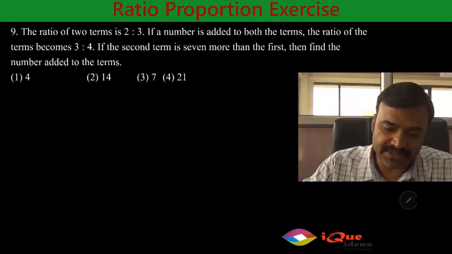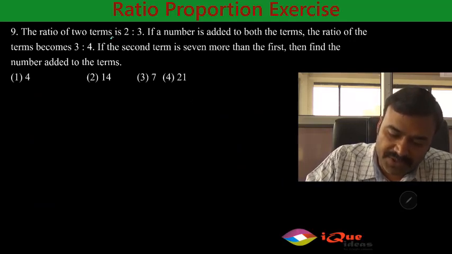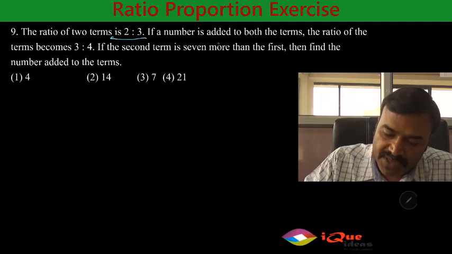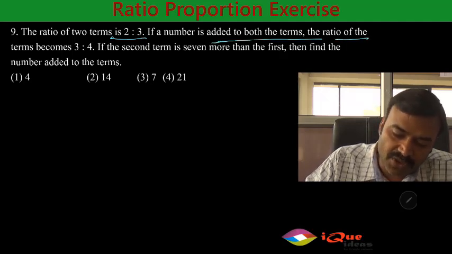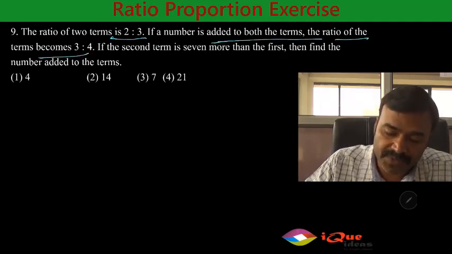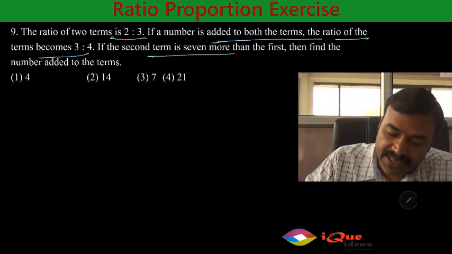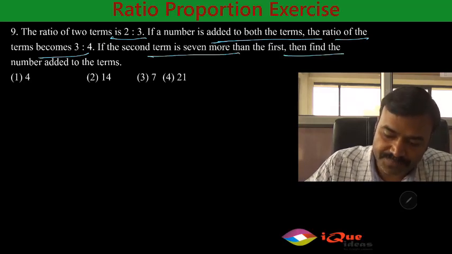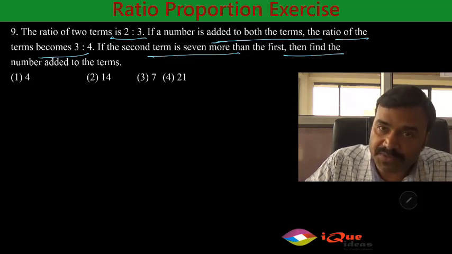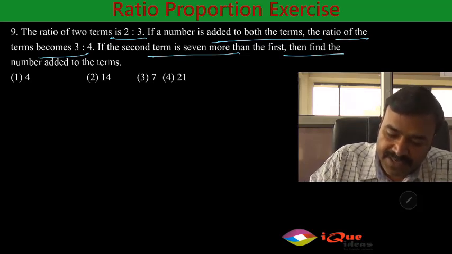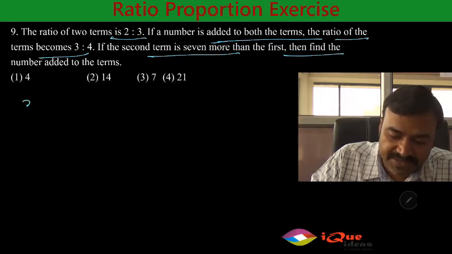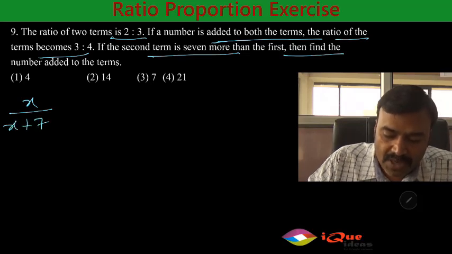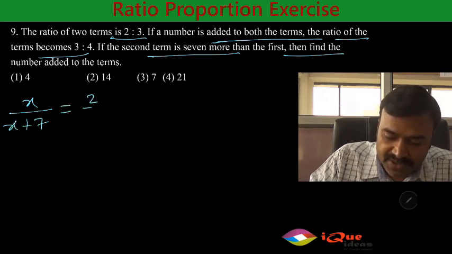Now this question, it says the ratio of two terms is 2:3. If a number is added to both the terms, the ratio of the terms becomes 3:4. The same number is added. If the second term is 7 more than the first, then find the number added to the terms. Alright. So if I say the second term is 7 more than the first, suppose first number is x, then the second term number will be x plus 7. The ratio of these two items is already given 2:3.